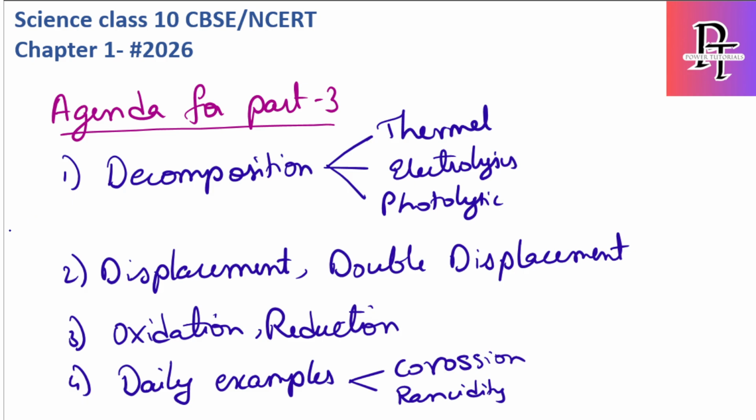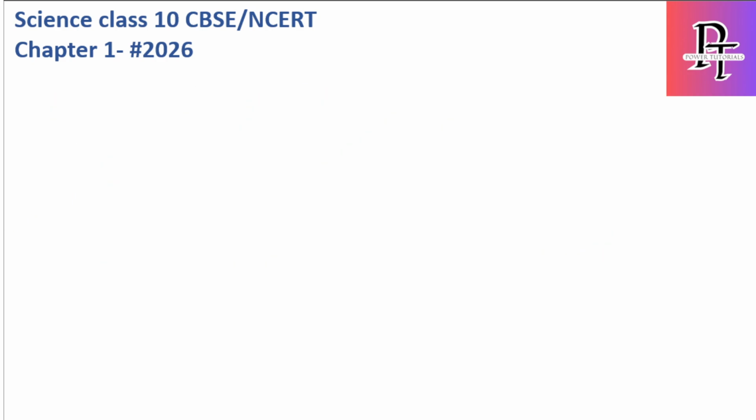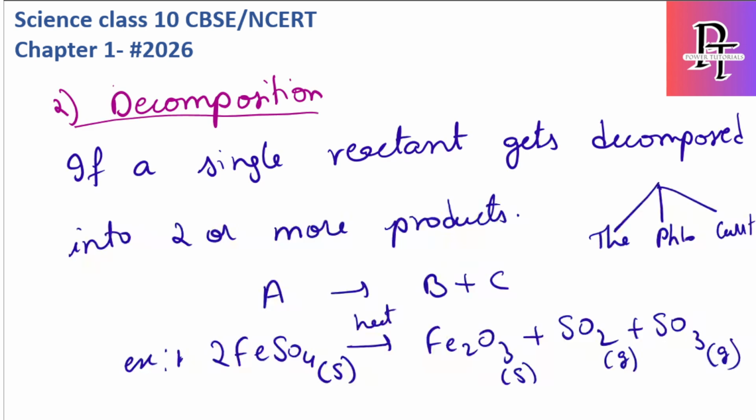So let's study the first one, which is thermal decomposition. One decomposition we already discussed in the part 2 video, which is ferrous sulfate on heating gets decomposed into ferric oxide, sulfur dioxide and sulfur trioxide. So here also you can see heat is mentioned. If any decomposition is happening with the help of heat energy, that is energy in the form of heat, we call it thermal decomposition.